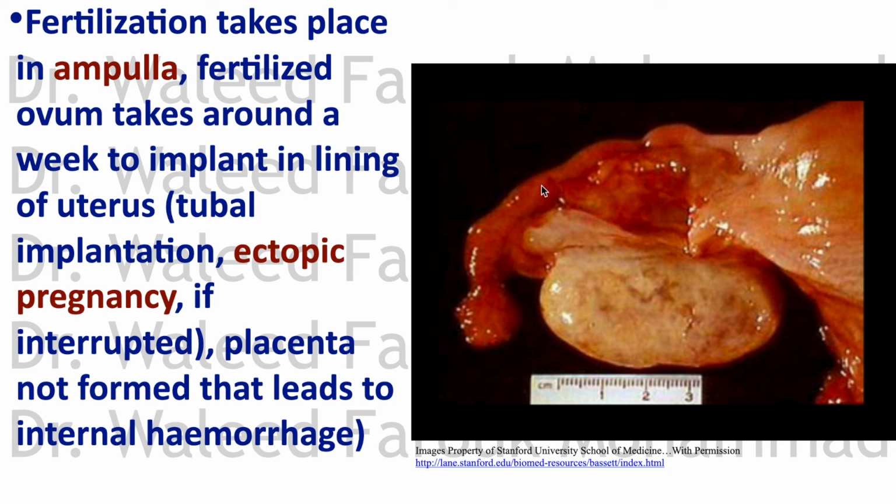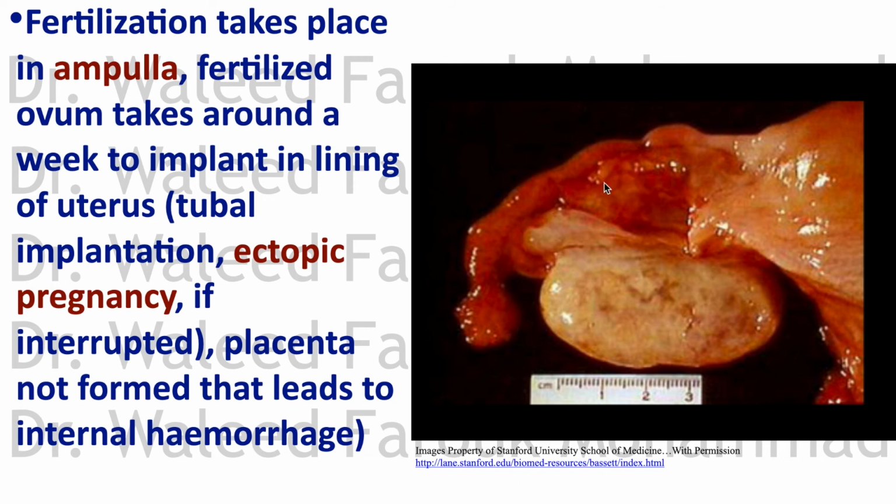In this case, if there is impedance of the migration of the ova to the uterus, it will plant itself in the wall of the uterine tube. Of course, the muscular wall of the uterine tube is much thinner than the rest of the uterus, and it lacks the endometrium, the mucosa essential for implantation. So the ova will implant itself in the tube.